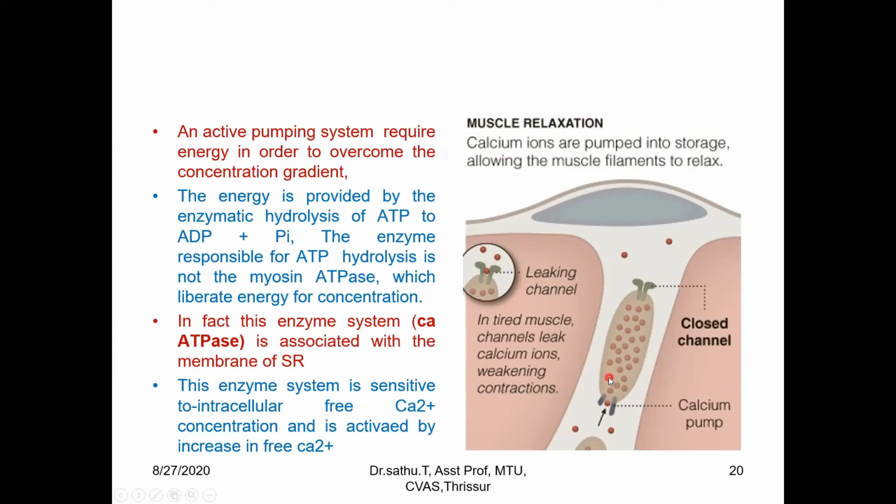Once the calcium ion concentration decreases in the sarcoplasm from 10 to the power of minus 5 or minus 6 to 10 to the power of minus 7, the structural change is the reverse of what happens during contraction. The structural changes in the tropomyosin and in the troponin will take place. The tropomyosin will come back and again cover the binding site on the actin. So naturally the myosin will move away, leading to the relaxed state. This is what happens during muscle relaxation.